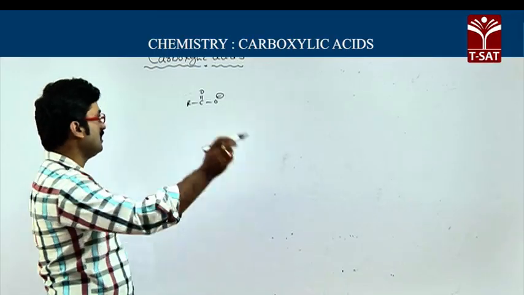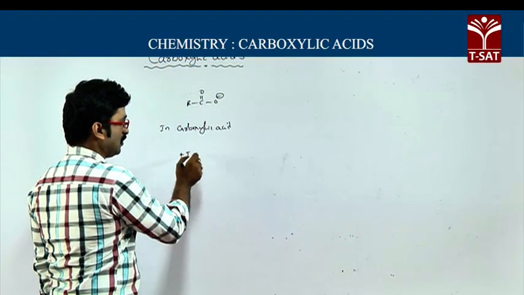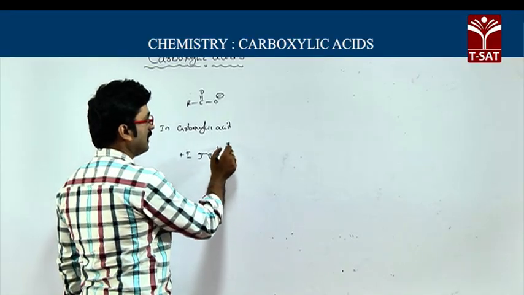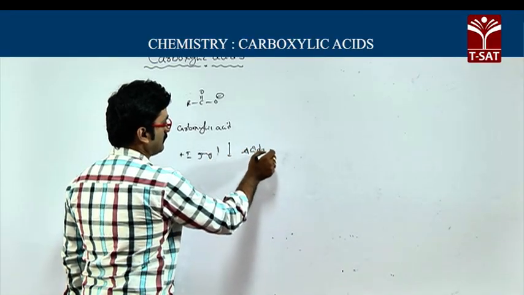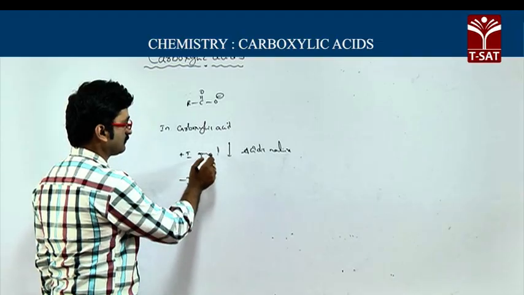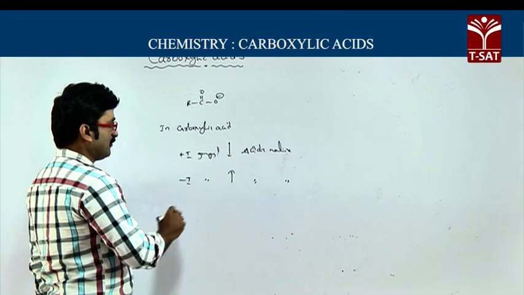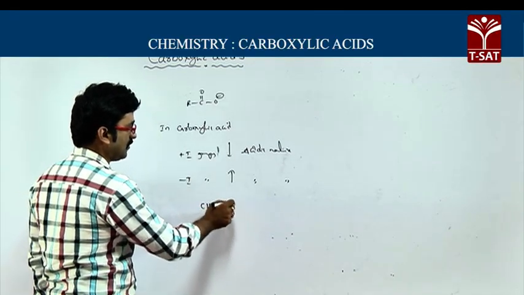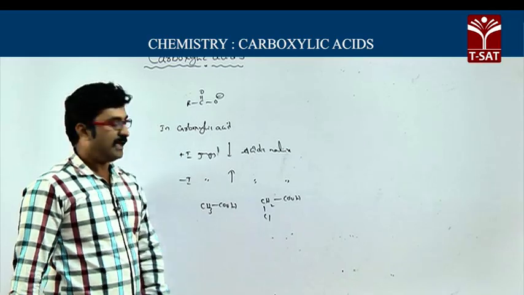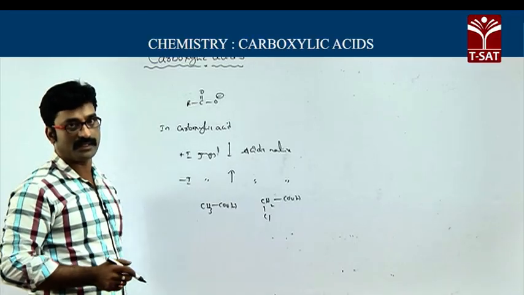It is very important: in carboxylic acids, plus I groups like alkyl groups decrease acidic nature, whereas minus I groups increase acidic nature. For example, say I have taken CH3COOH and CH2ClCOOH. Among acetic acid and chloroacetic acid, which is more acidic? Chloroacetic acid is more acidic in nature.